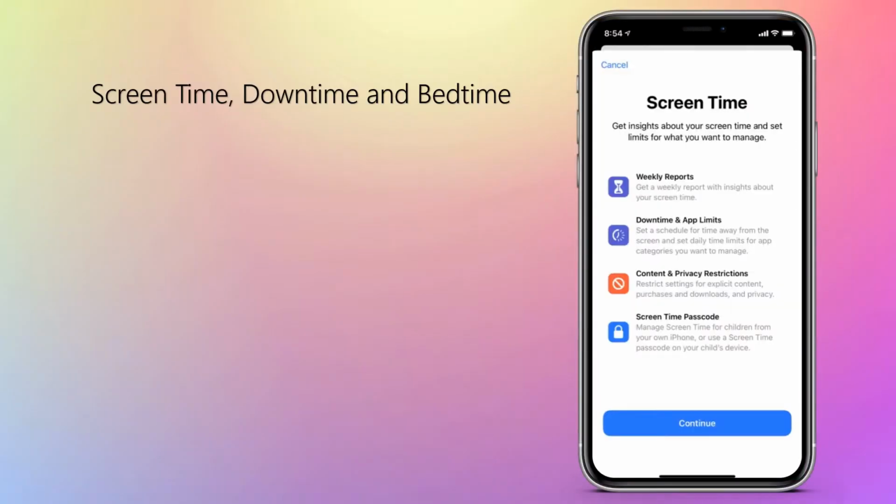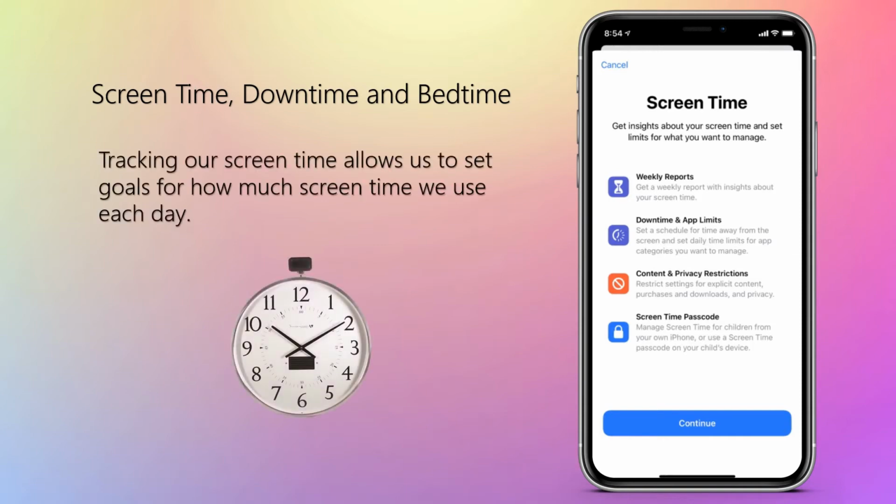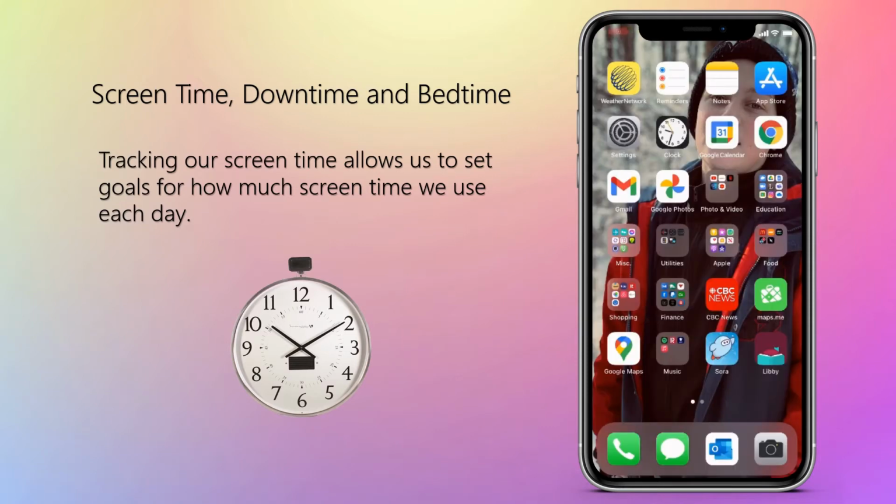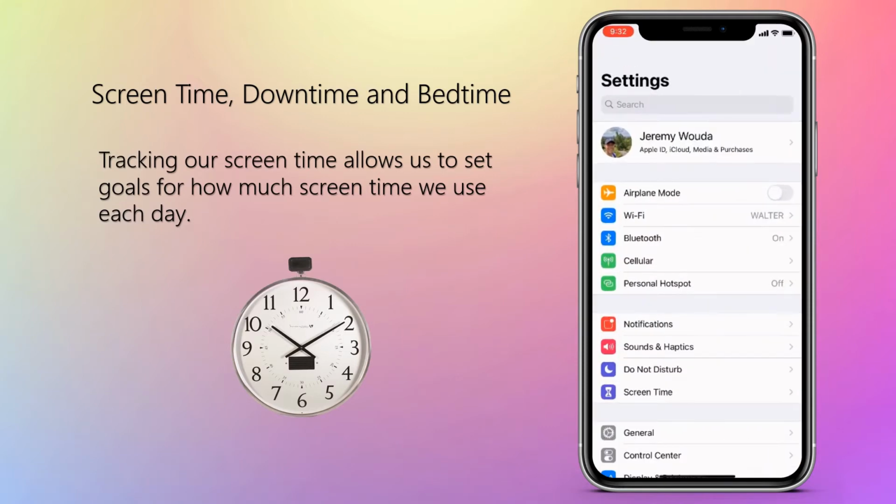Okay, now that those pesky notifications have been silenced, let's take a look at how we can track the screen time we use on our devices. Tracking our screen time allows us to set goals for how much screen time we use each day. To check your screen time on an iPhone, open your settings and select Screen Time. Choose Turn on Screen Time.